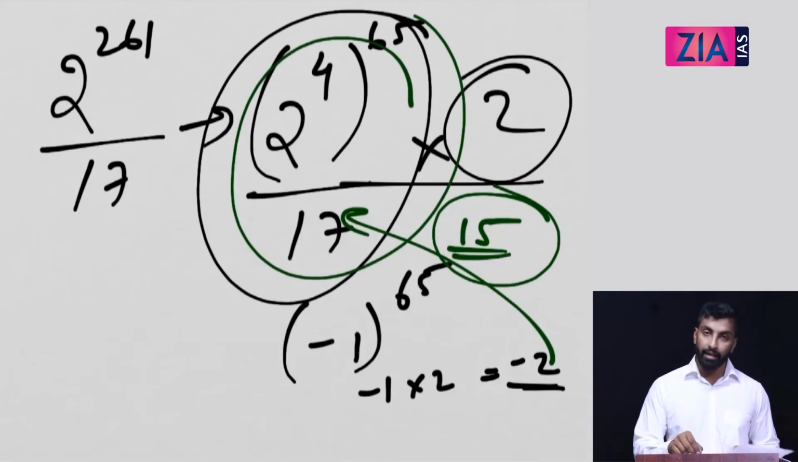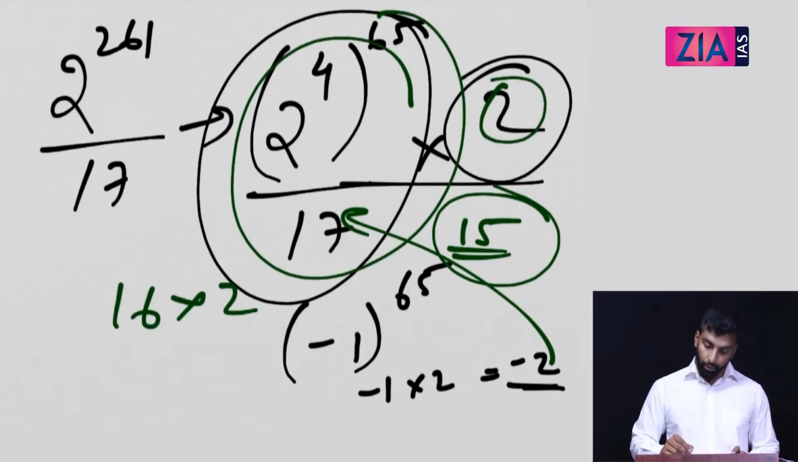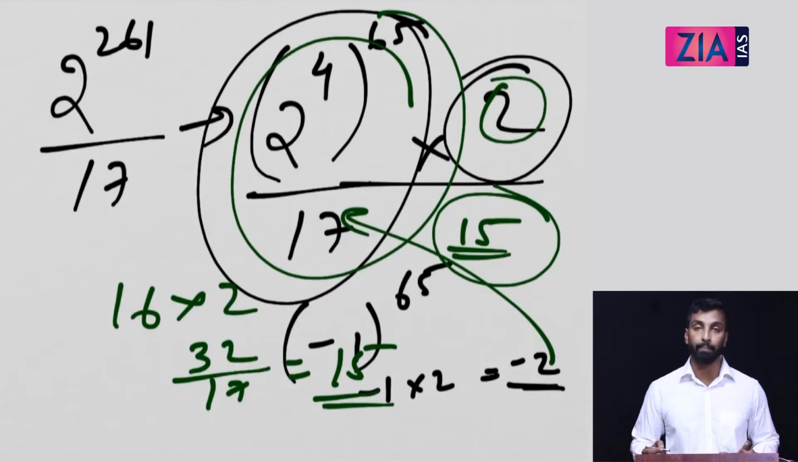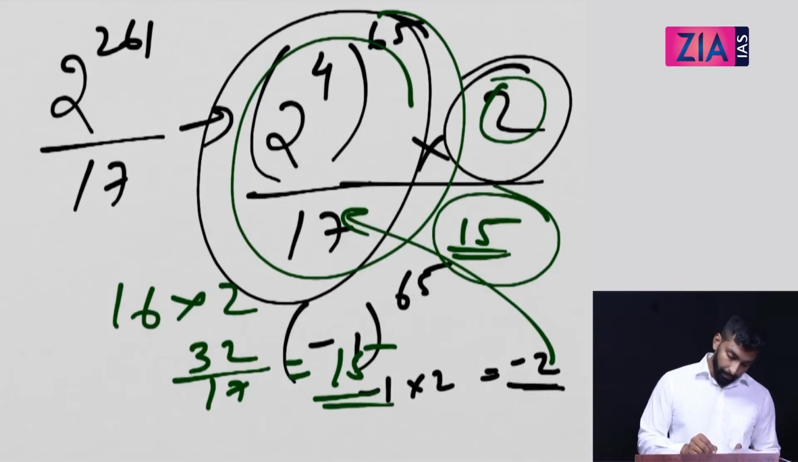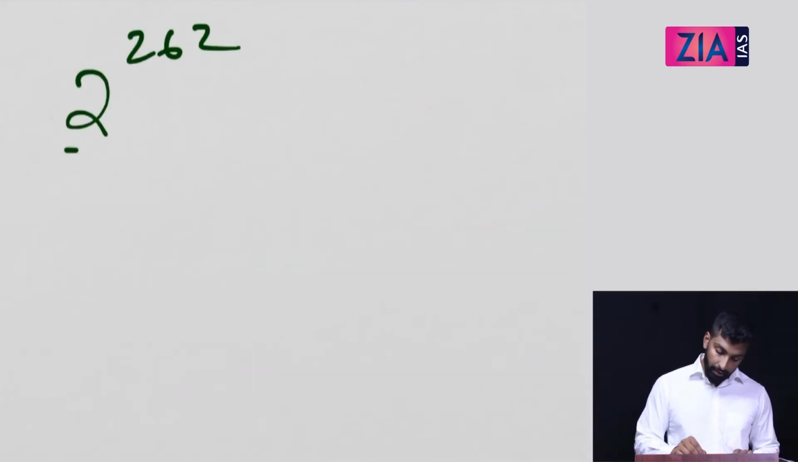Otherwise, you can directly find it here also. In the first case you are getting 16 as a remainder, then 2 is there, so 2 times 16 means 32. 32 is greater than 17, so further you divide by 17 and see the remainder, then also you'll get 15.